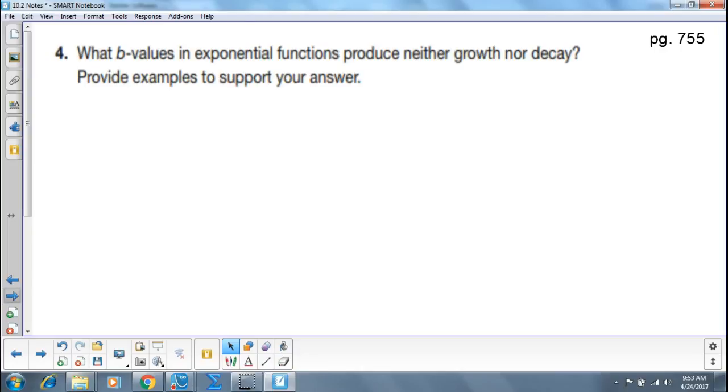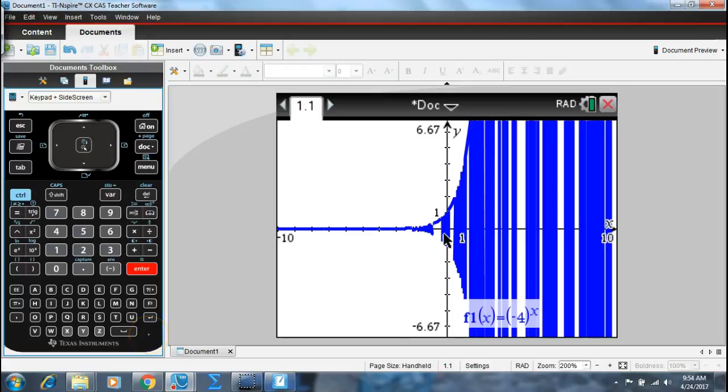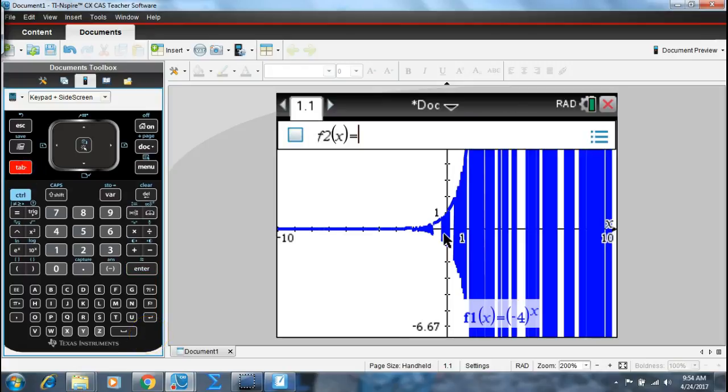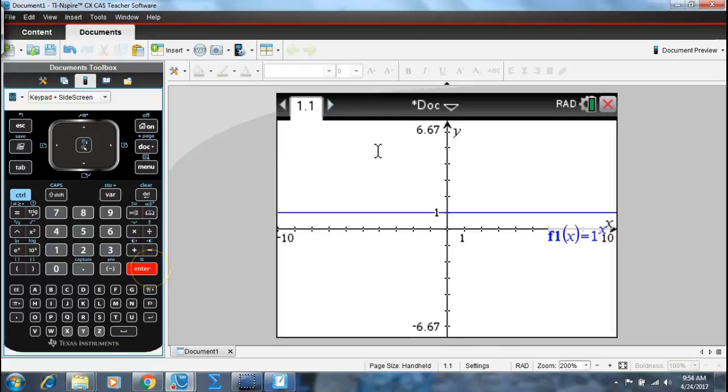What? 1? Okay. A b value of 1 would not produce growth or decay. So let me go back here into this, and let me go up 1, and let me go 1. With me?